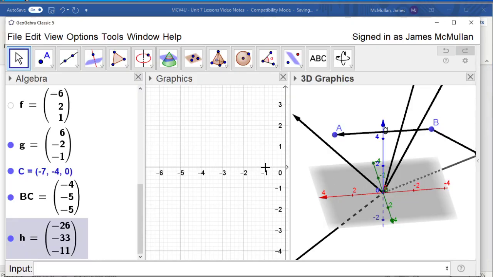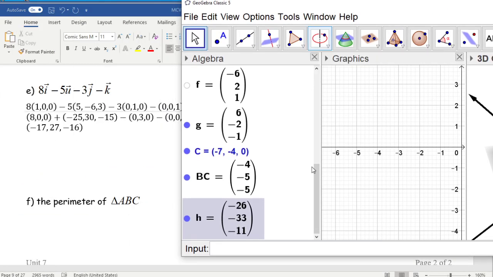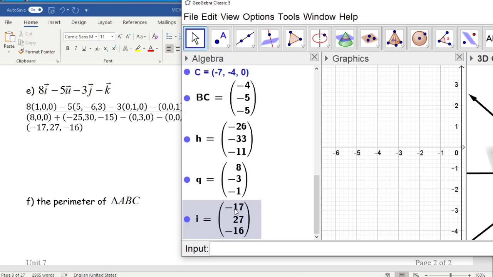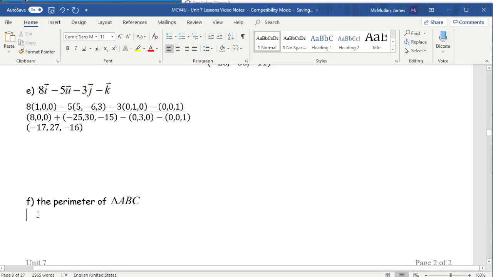Okay, again, as a quick check to that one, let's go 8, negative 3, negative 1. So we'll call this vector q. And then we're going to do q minus 5u, negative 17, 27, negative 16. Okay, good. Now, it wants the perimeter of ABC.